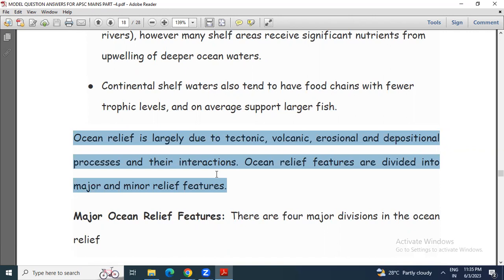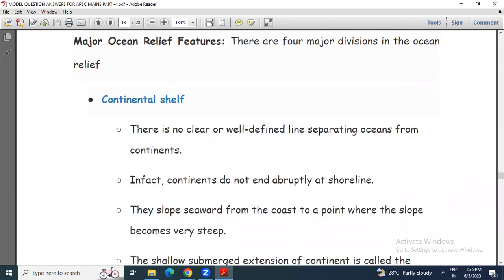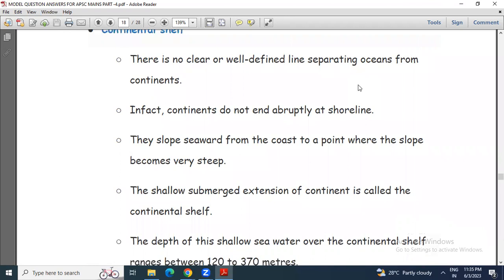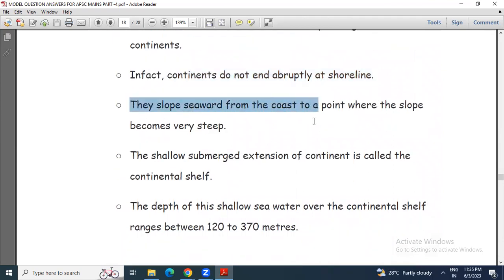Now ocean relief features are divided into major and minor relief features. Now major ocean relief features, we have four major divisions. First one is the continental shelf. There is no clear or well-defined line separating oceans from continents. In fact, continents do not end abruptly at the shoreline. They slope seaward from the coast to a point where the slope becomes very steep.